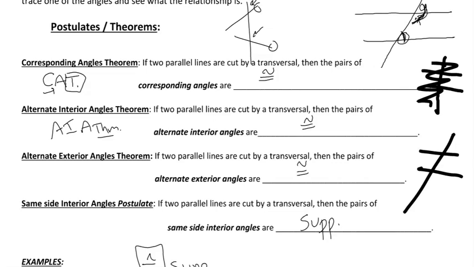Alrighty, I hope that makes sense. Once again, the book says that one's the postulate, and then you can use that to figure out all the rest of these. If you call that a theorem, I'm not going to take off points.